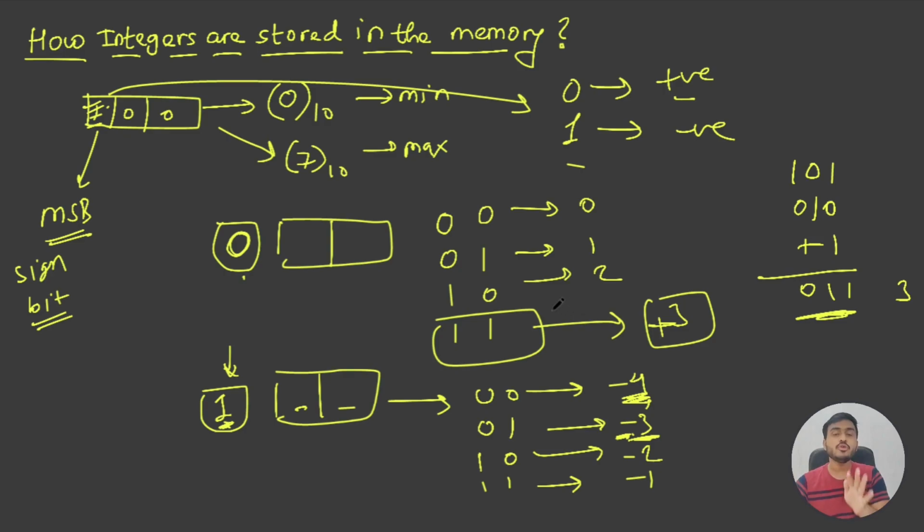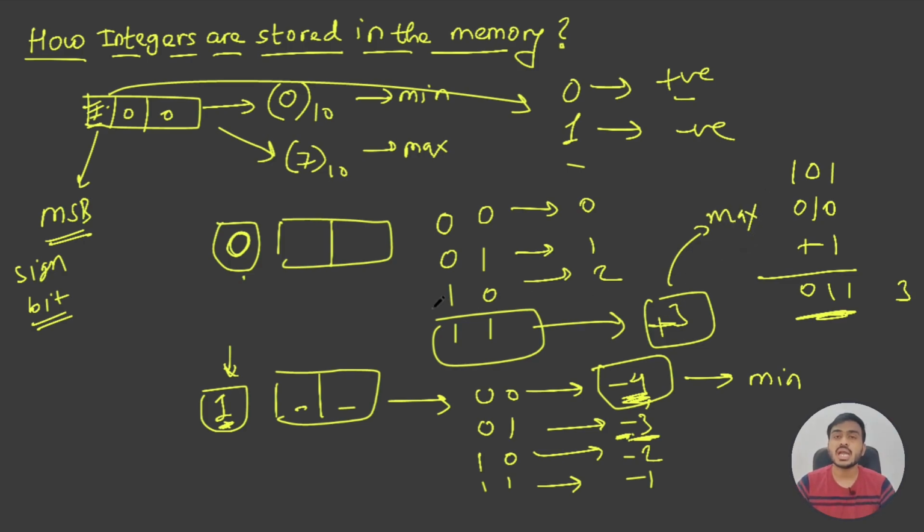Now if you look at this variable, what is the range of this variable? The smallest value, or the minimum value, that this variable is holding is minus 4. This is the minimum value of this variable, and this is the maximum value. So the minimum value is minus 4 and the maximum value is plus 3. So the range of this variable is minus 4 to plus 3. This is the conclusion of our discussion. In this way, the negative as well as positive values are getting stored.